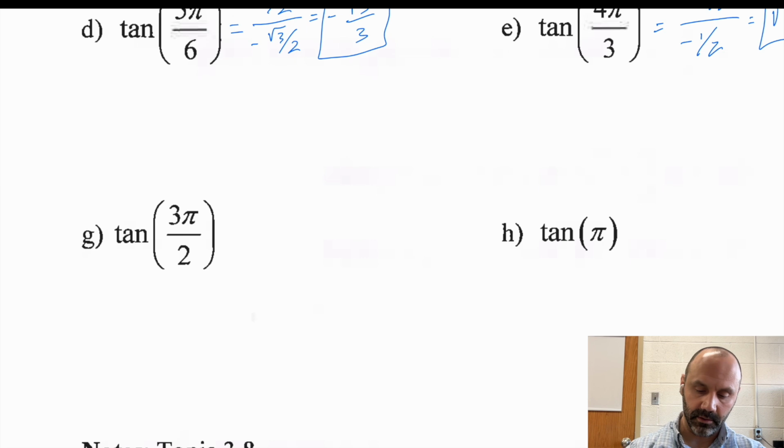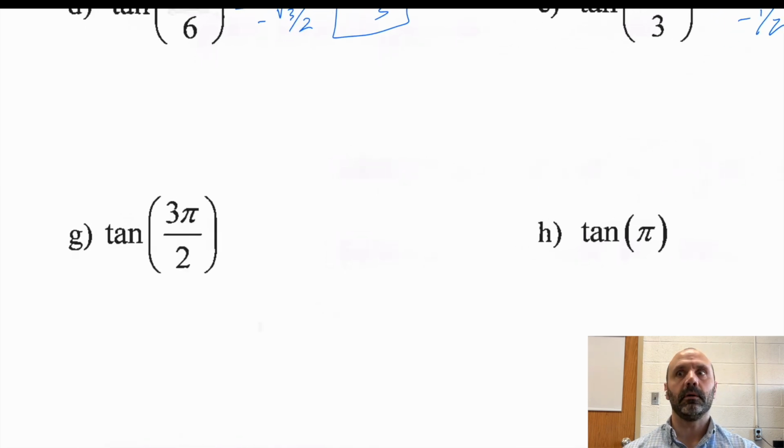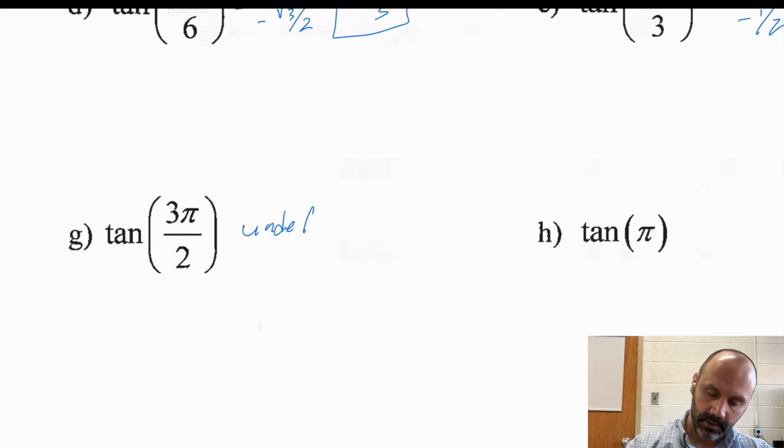Okay, tangent of 3 pi over 2. Well, that's the 270 degrees, right? That's straight down. And we've already discussed that at that point, there is a vertical line and the slope is the tangent and the slope is undefined. So this is undefined.